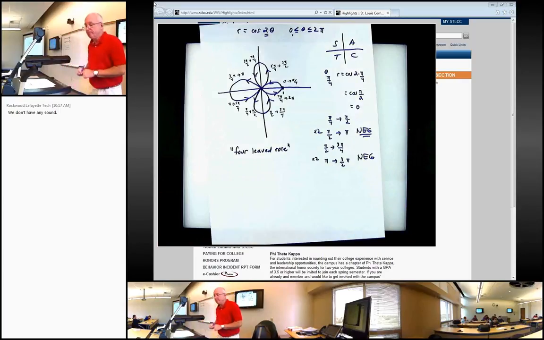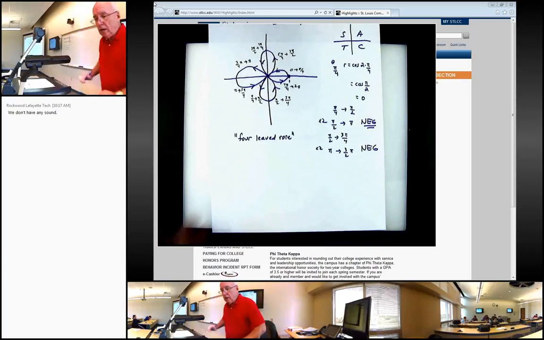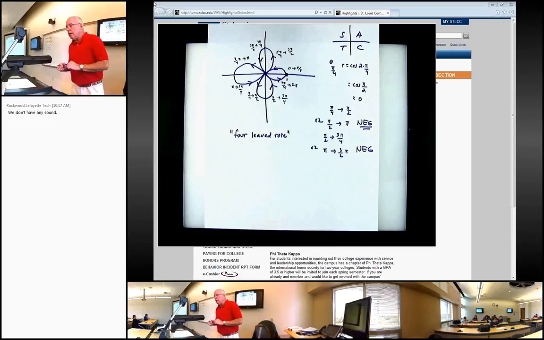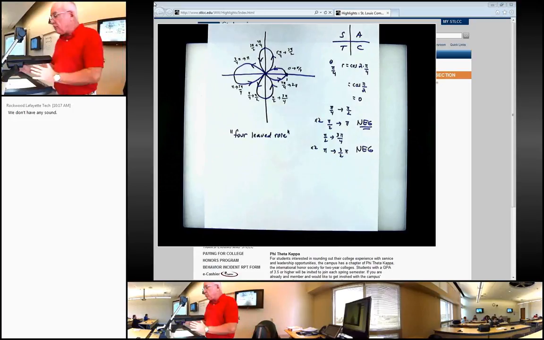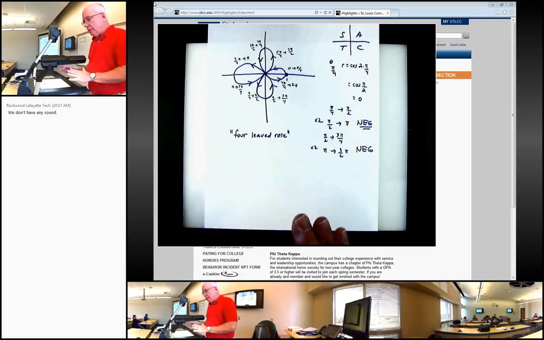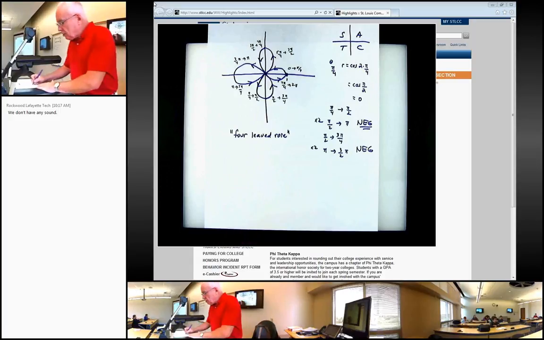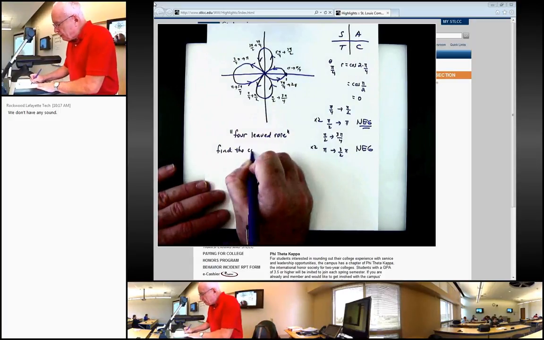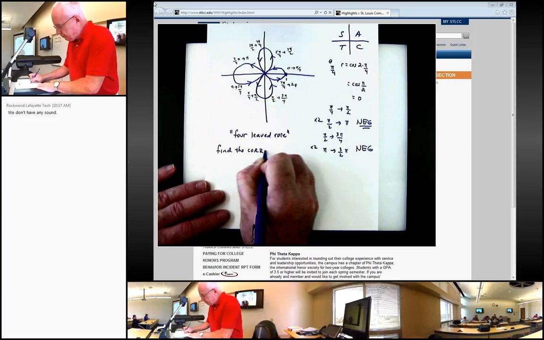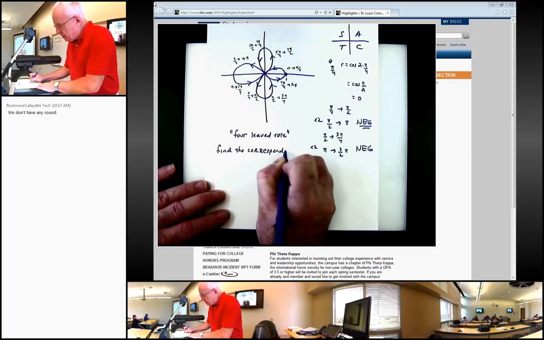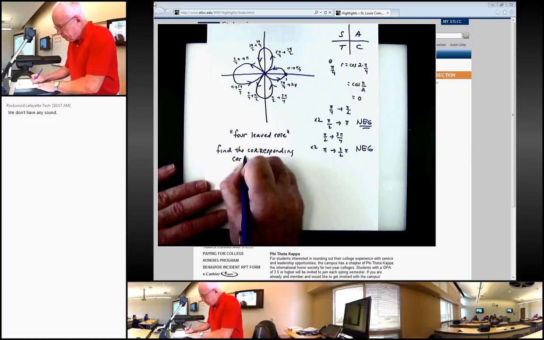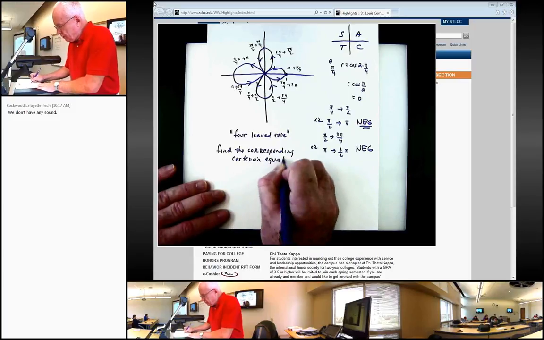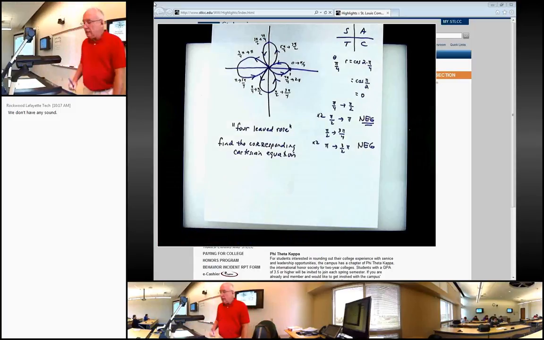All right. Okay. All right. Now, so that's what we get just by using the polar coordinates. Now let's also find the corresponding Cartesian equation or function. And so let's see here.